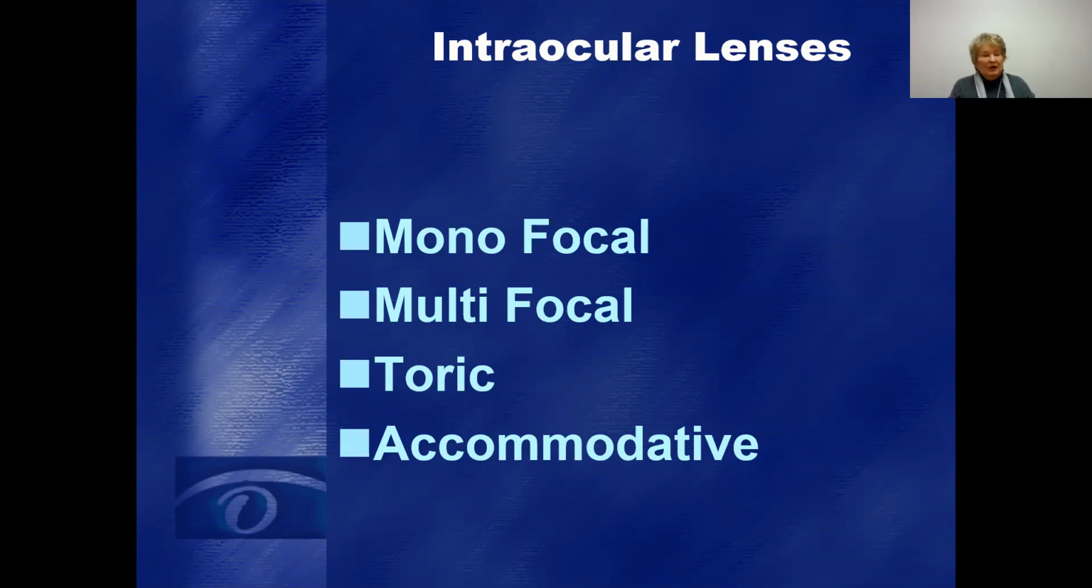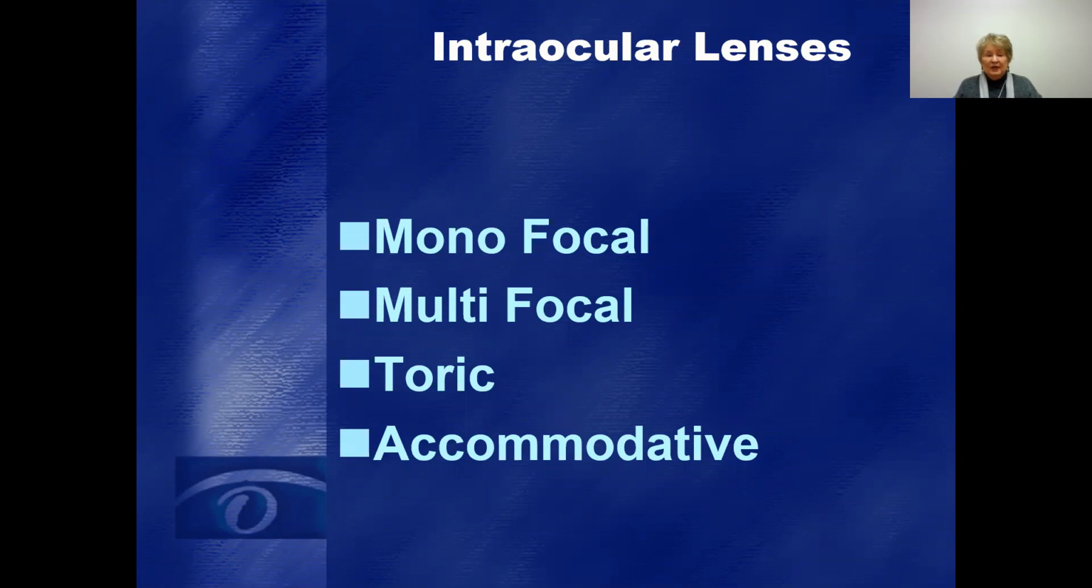Then we have some newer lens implants that can do a little more than just give you that one focus of vision at either distance or near. A multifocal lens implant, almost like a pair of progressive eyeglasses, will let you see distance, intermediate, and some near vision, hopefully maybe not needing any glasses even for close work for maybe like 85 to 90% of your time. Toric lens implants.